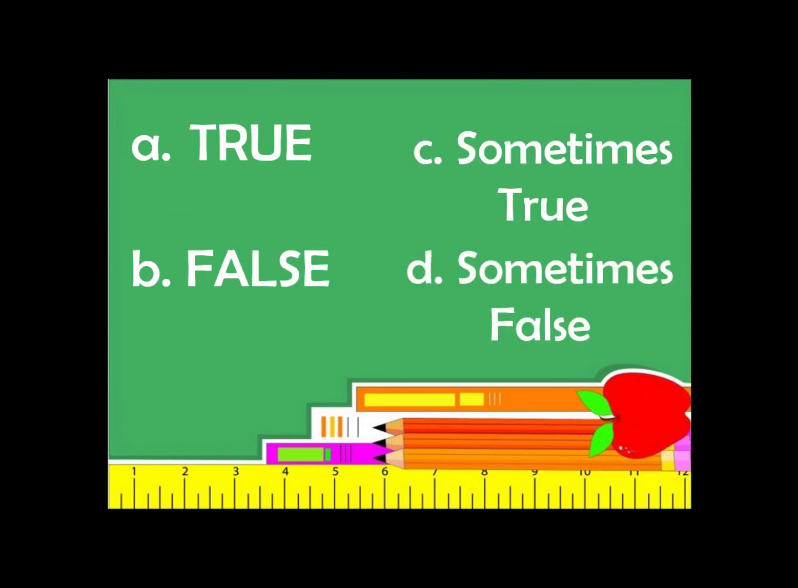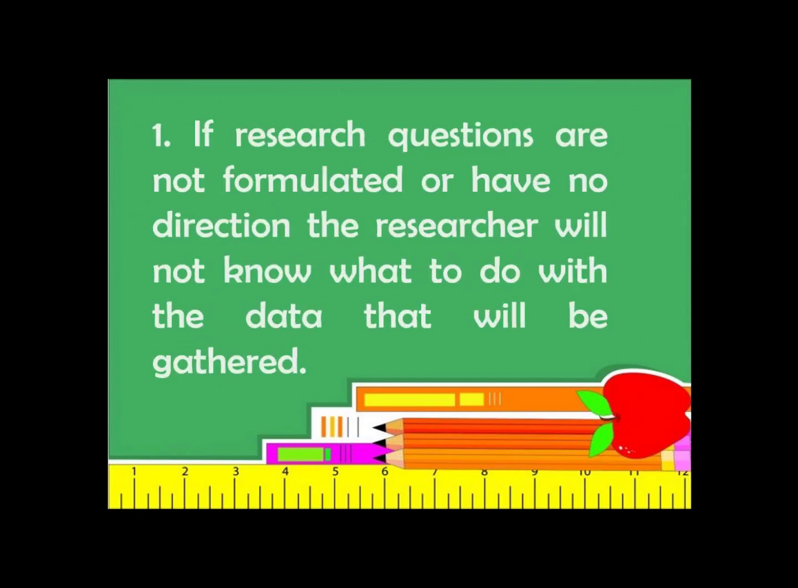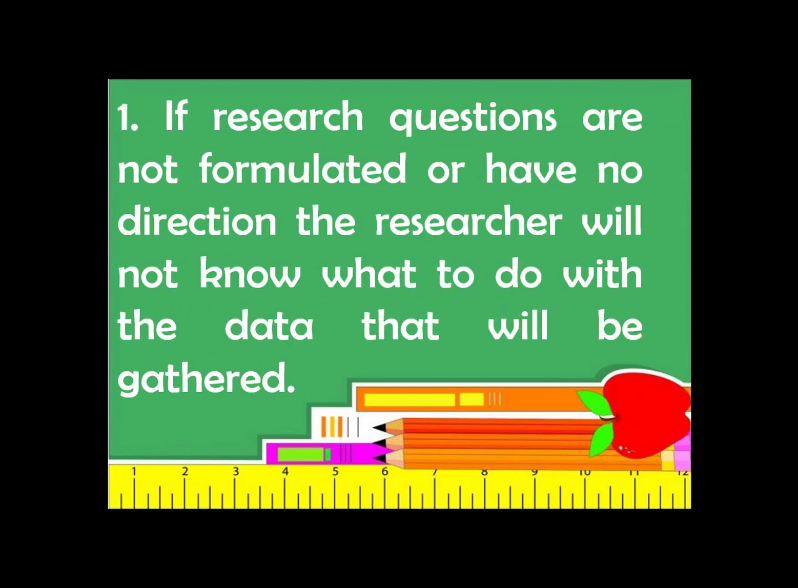Read and analyze each. You are to choose the letter of the correct answer on the screen. A for true, B for false, C for sometimes true, and D for sometimes false. Number 1. If research questions are not formulated or have no direction, the researcher will not know what to do with the data that will be gathered. Which of the choices correctly gives the answer for number 1?